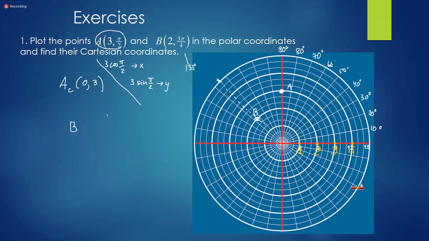For the point B, let's remember that sine of 3 pi over 4 is positive, square root of 2 over 2, and cosine of the same angle is negative square root of 2 over 2. The distance is 2, multiplied by 2, so the Cartesian coordinates for B would be minus root 2 and simply root 2. If we just projected the point B to the x and y axes, we would get these numbers, minus square root of 2 and plus square root of 2.